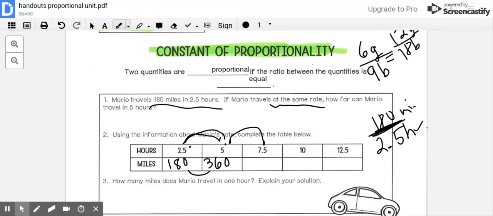Okay, and then you can see how many times 5 gets you to here. From 5 to 10, they're doubling, so it's times 2. Then you could take this number and times it by 2 to get this number, which is 720. There's lots of ways you can do it.